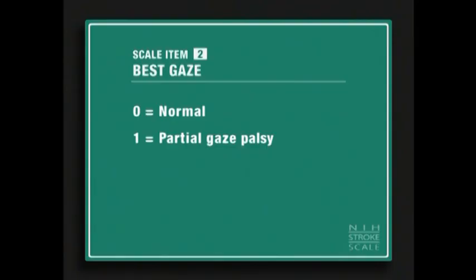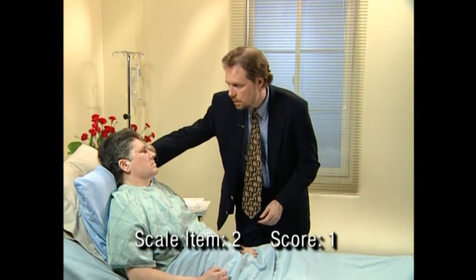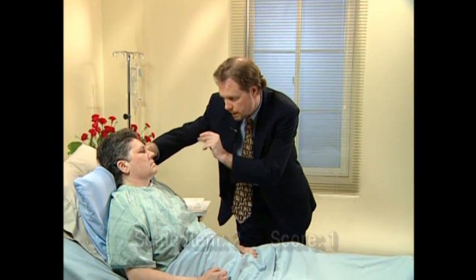Score a 1 for partial gaze palsy. I want you to look at me, look here. Now I want you to look over here. Look over here. All right. I'm going to help you out here a little bit so we can see your eyes. I want you to look over here. Now look over there. Okay?